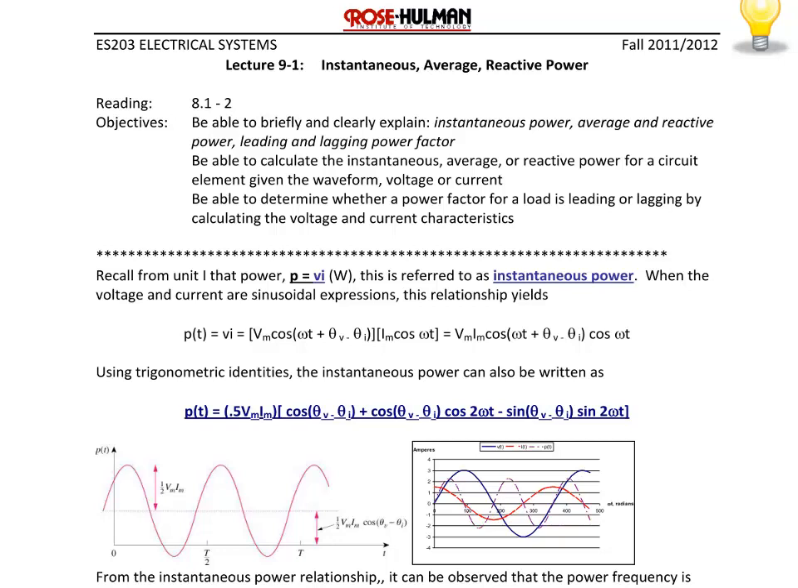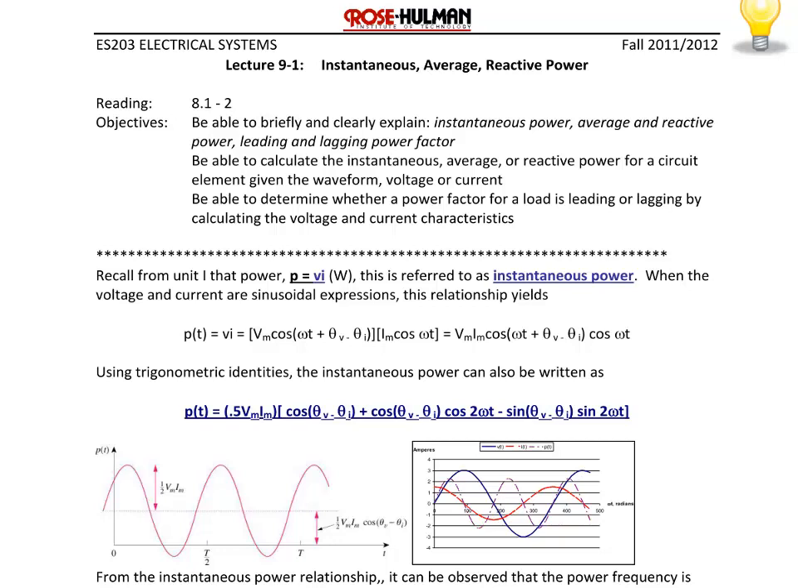At the conclusion of today's lecture, a student should be able to briefly and clearly explain instantaneous power, average and reactive power, leading and lagging power factor. In addition, a student should be able to calculate the instantaneous, average, or reactive power for a circuit, given the waveform, voltage, and/or current. Finally, the student should be able to determine whether a power factor for a load is leading or lagging by calculating the voltage and current characteristics.